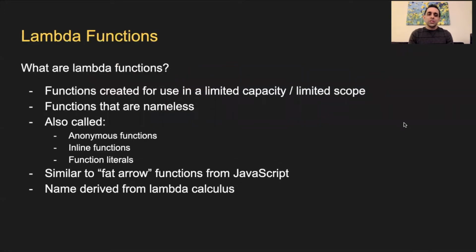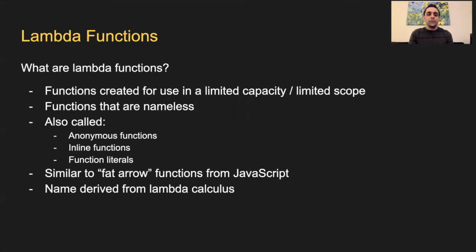So the first question to answer would be, what are Lambda functions? Lambda functions are functions that we create for use in a limited capacity or limited scope. They are functions that actually have no name in our code. This is the reason they're often referred to as anonymous functions. But other terminology that you might hear include inline functions or function literals. Just know that all of these names are synonymous with Lambda functions in Python.